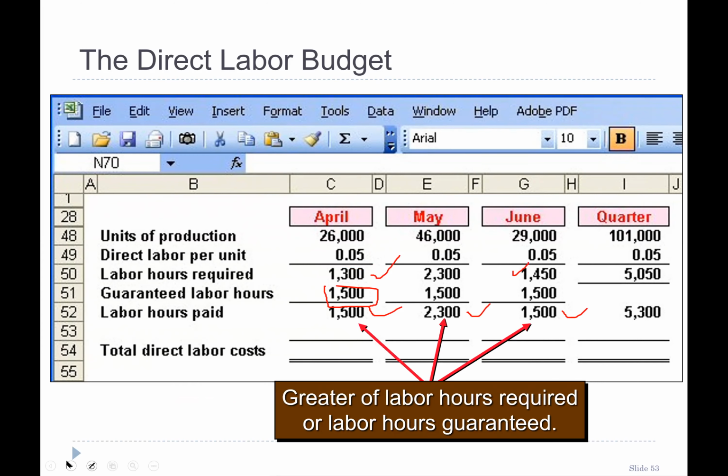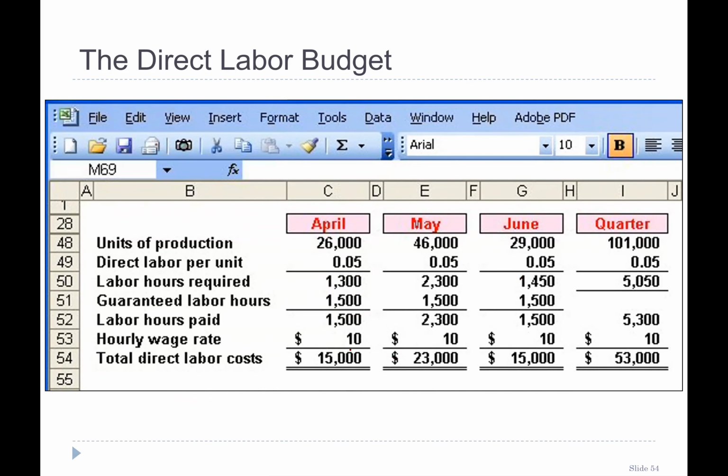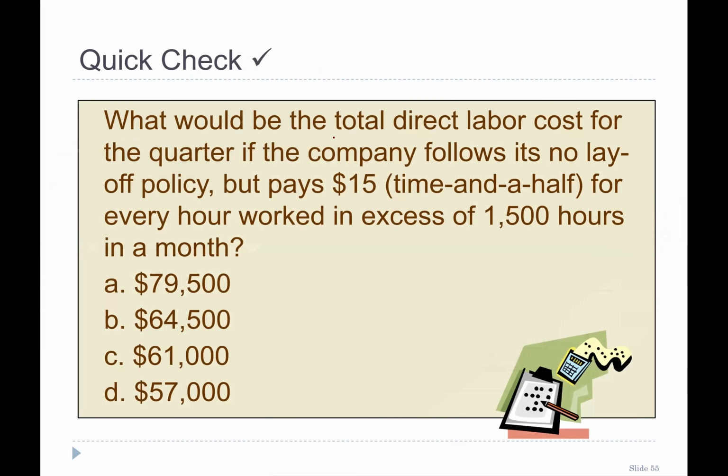So what is the per hour labor rate? It is $10. So in April you need to be paying $15,000 as direct labor cost. In May you will be paying $23,000. In June you will be paying $15,000. So the total quarterly direct labor hours payments are $53,000. Right, guys? So what will be the total direct labor cost for the quarter? We just need to add it. So here is that.